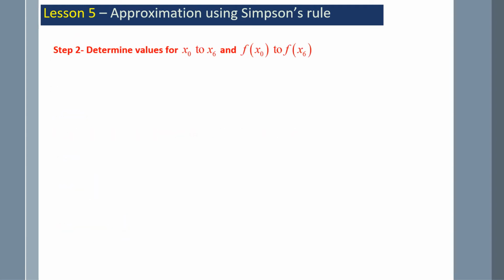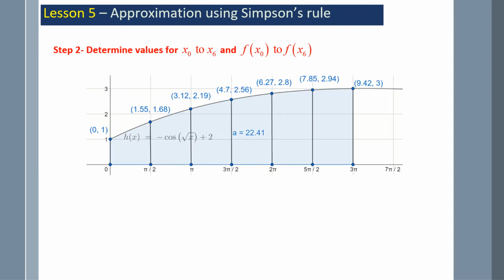Step 2 is determine either a table of values of all our coordinates that make up the 6 sections. So from a graphical point of view, I have our graph of negative cos root x plus 2. When I'm pi over 2 across on this graph, if I sub that into the equation here, the output value, the y value, to 2 decimal places is 1.68. Likewise, if I sub in 3 pi into this equation here, my resulting y value is 3. So f(x1) is this coordinate point here, where x1 is pi over 2.